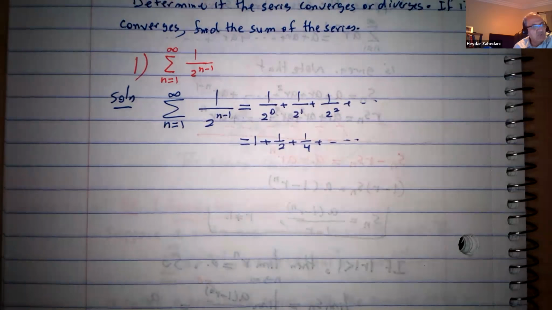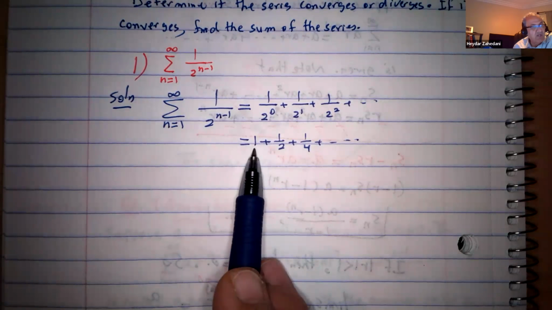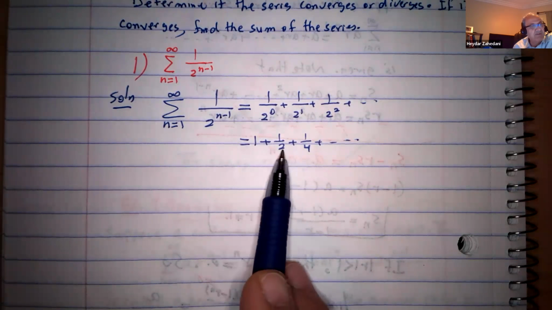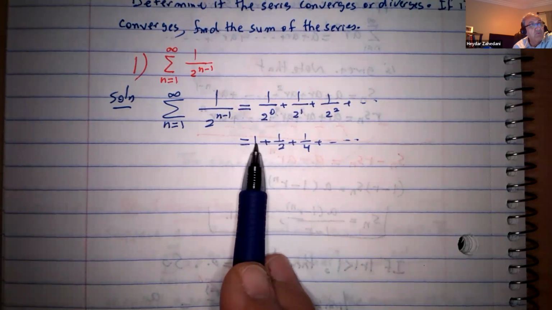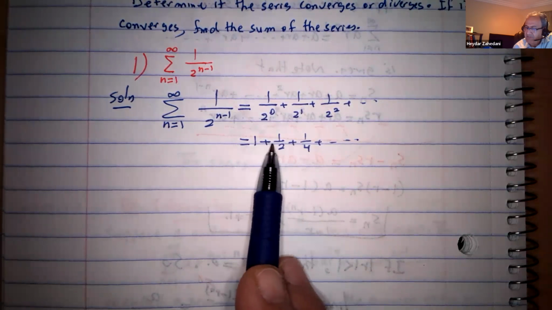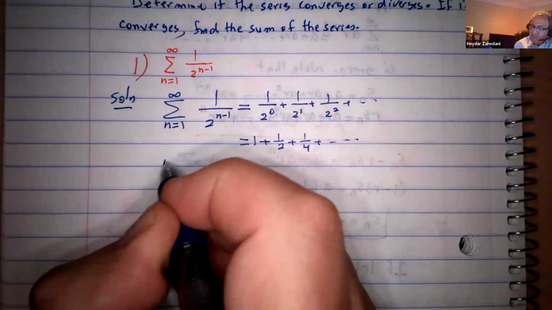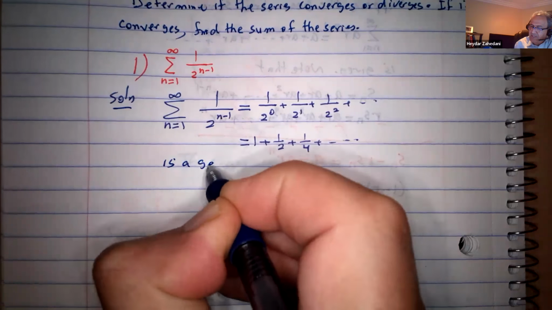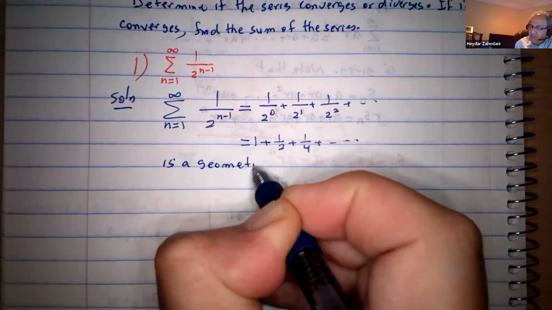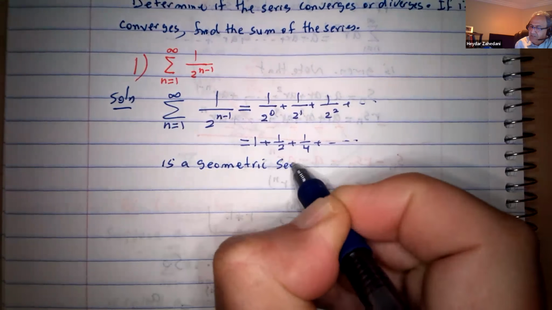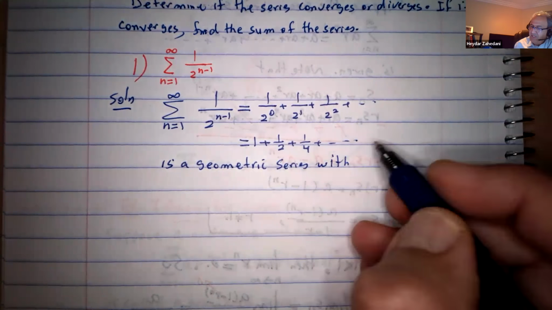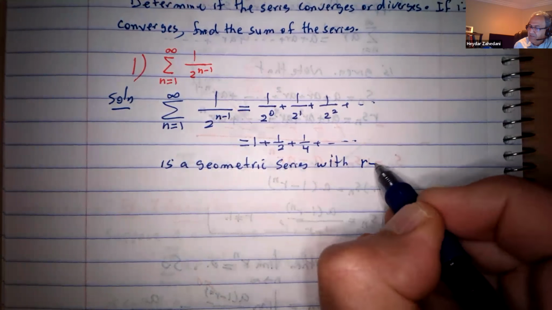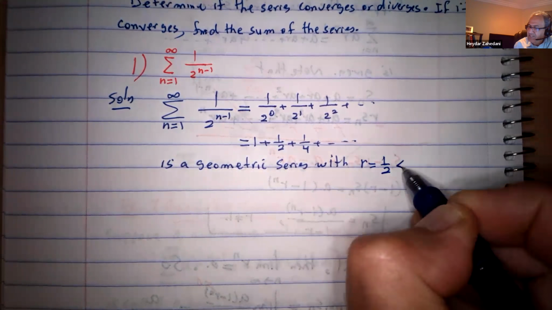As you can see, this is a geometric series with the first term 1 and the common ratio 1/2. Divide the second term by the first term, and that gives the common ratio: 1/2 divided by 1 gives 1/2, or a quarter divided by 1/2. So you can say that this is a geometric series with r equal to 1/2, which is less than 1.